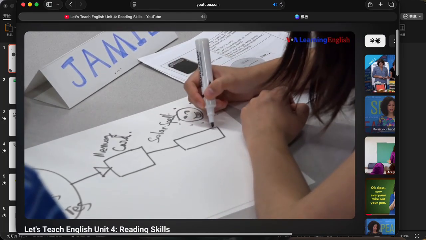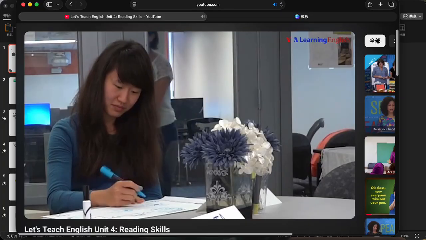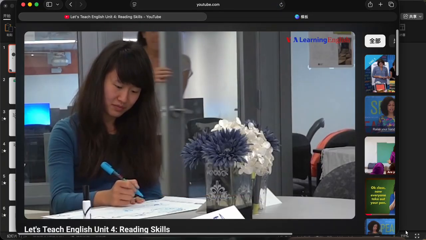Yes, we can see the pictures. And I think here he used the segmenting principle. He divided the whole passage into small parts to let students understand the whole text, and he used arrows from one step to another.